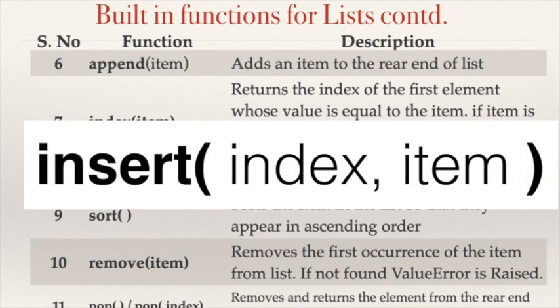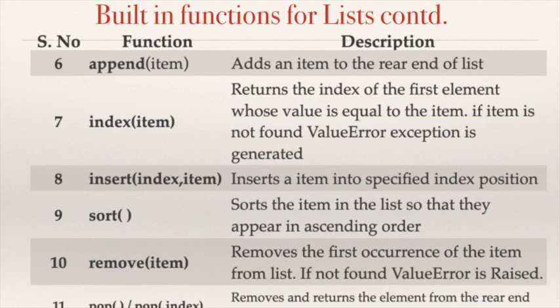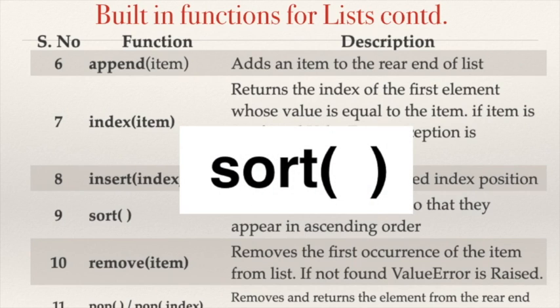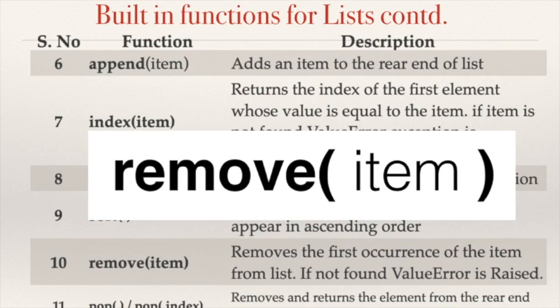The insert function adds an argument object at a specified index position in the list, thus enabling us to insert an element at any position in the list. The sort function arranges the list items in ascending order of their values. The remove function accepts an argument object and if found, deletes it from the list. If not, it reports a value error.